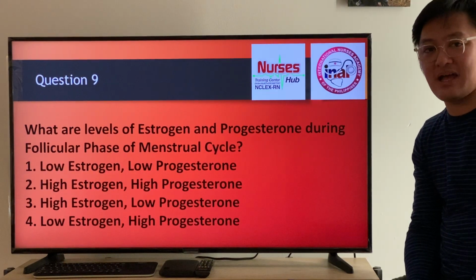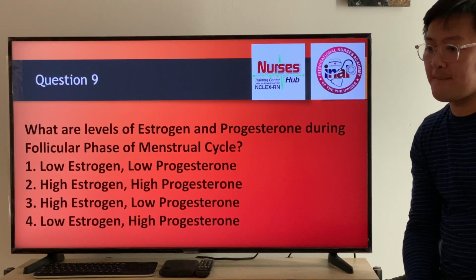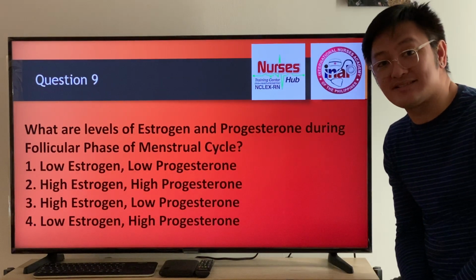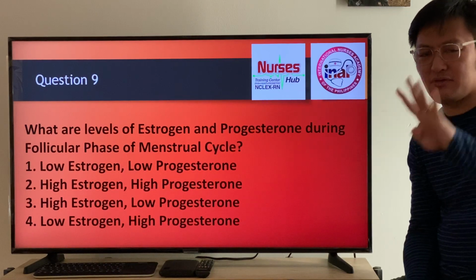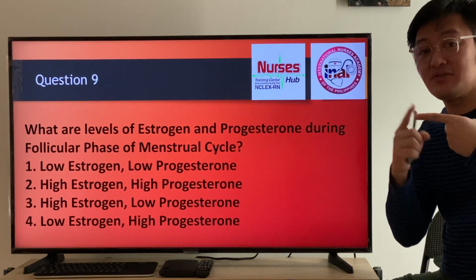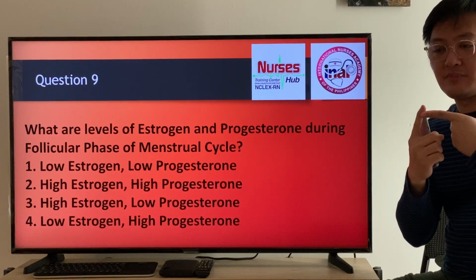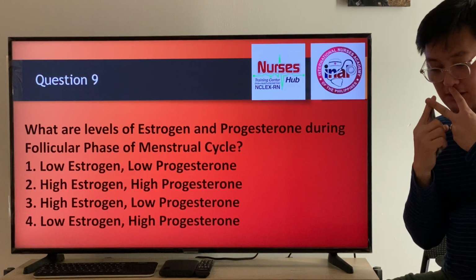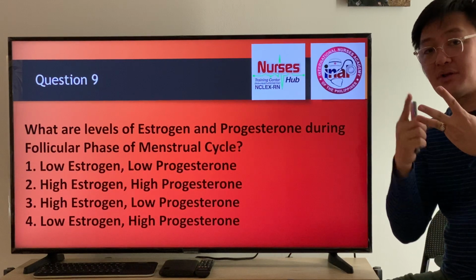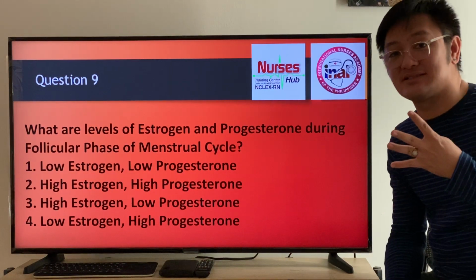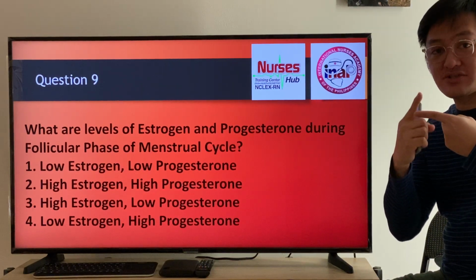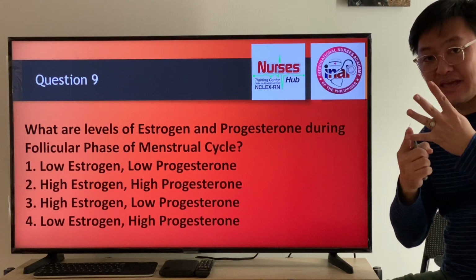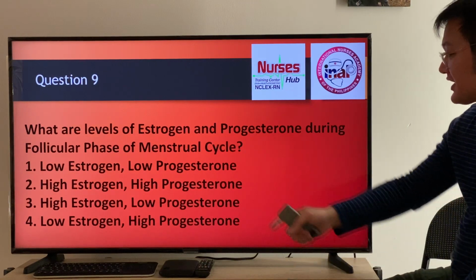Now remember, in your OB concept, when you say menstrual cycle, there are 3 phases, but in other books there are 4 phases. I only give 3, but I can give you the 4 phases. The first phase is what we call the menstrual phase. After the menstrual phase is your follicular phase. After the follicular phase is your luteal phase, and after the luteal phase, other books call that the ischemic phase. So the question here is follicular.